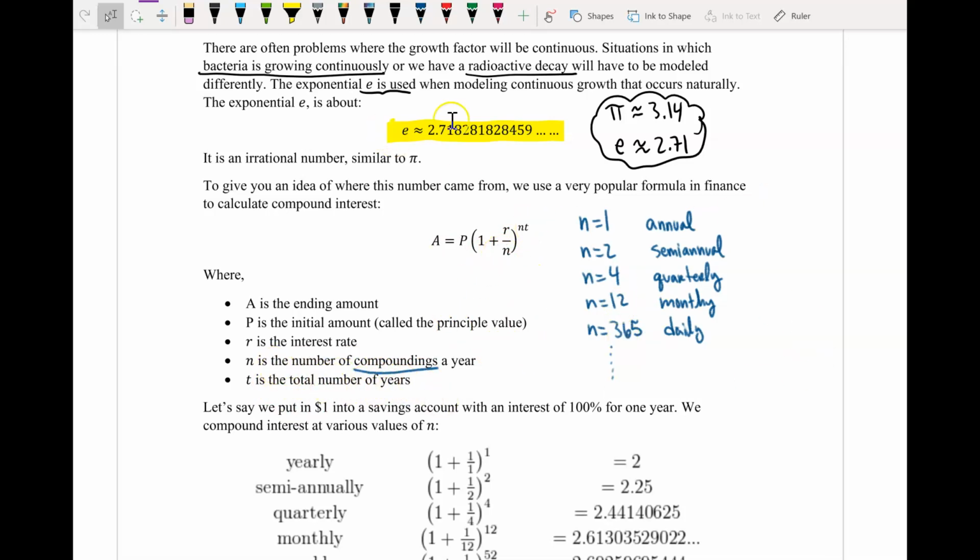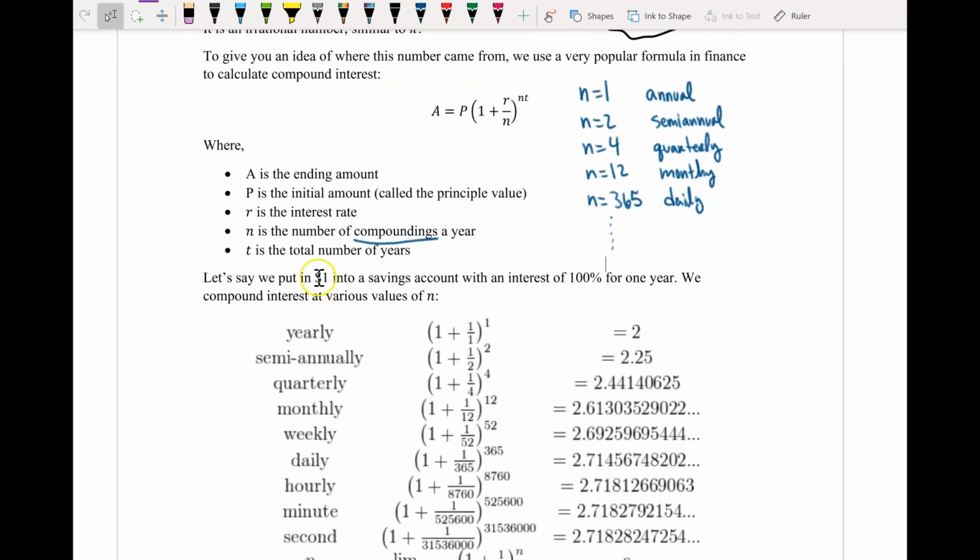So in order to discover this value of E, let's say we're putting $1 into the savings account. So here's our savings account, and we're going to put $1 in here. We're going to do this at an interest rate of 100% for 1 year. My interest rate is going to be 100%, which is totally not believable, but we're just going to pretend it is. And we're going to compound interest.